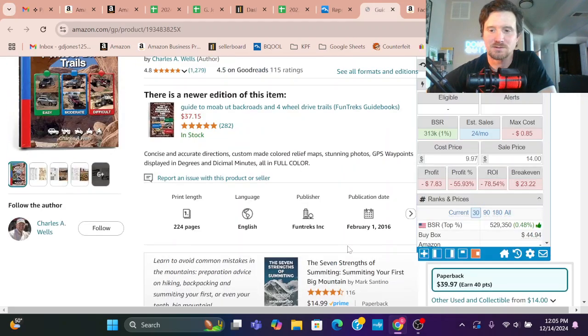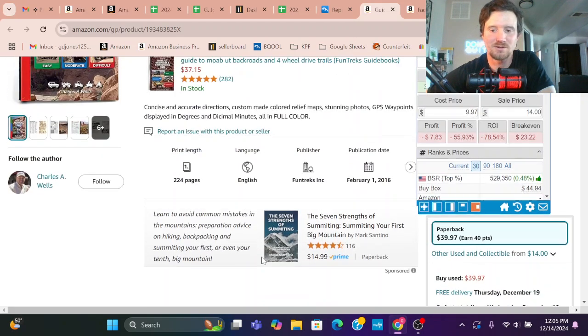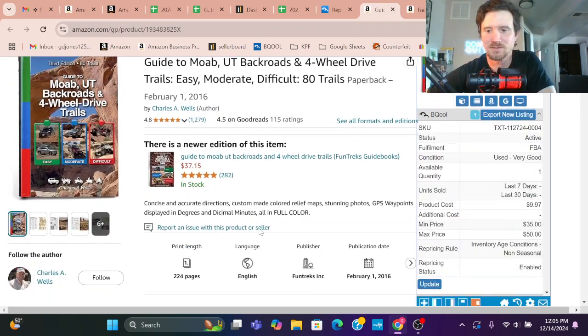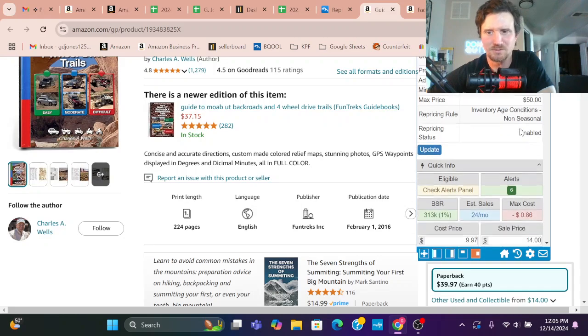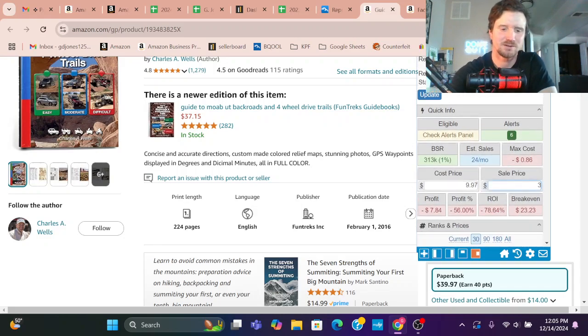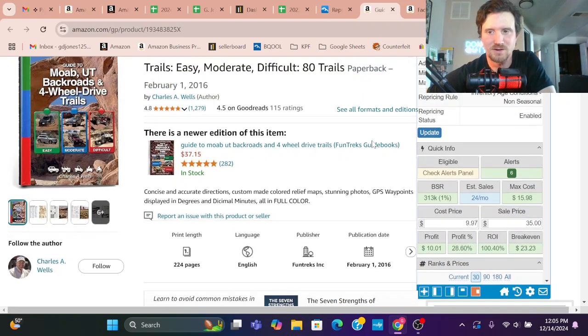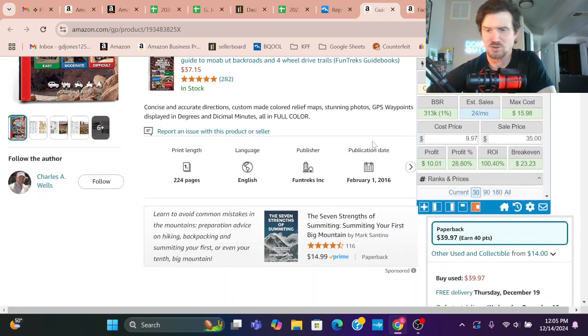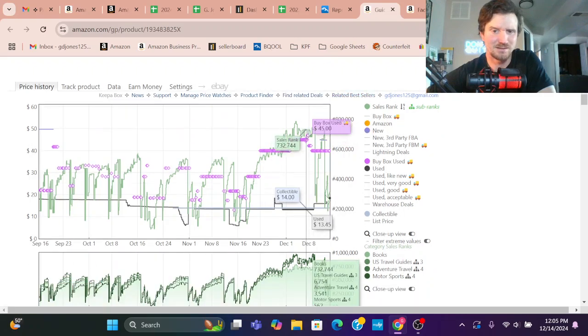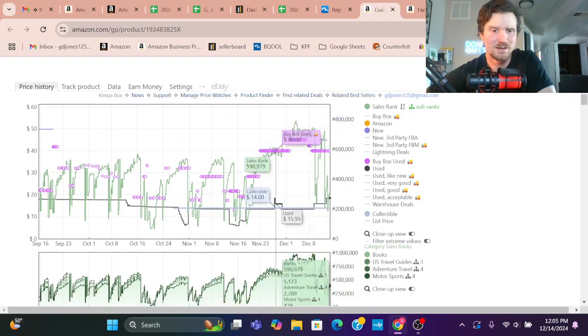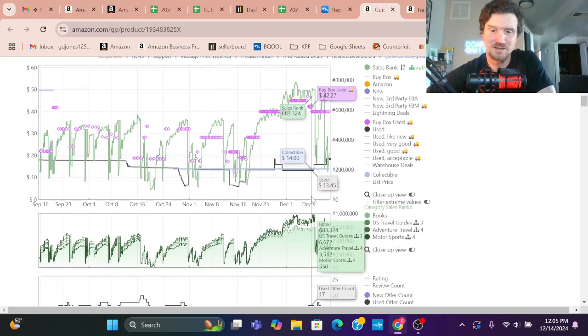Dang, I've been hitting the buy box on all of these so far. $9.97. So I got the bottom at 35. Where's that at? That's still 100% ROI right there at $35, which is the goal. The goal is to hit that 100% ROI.